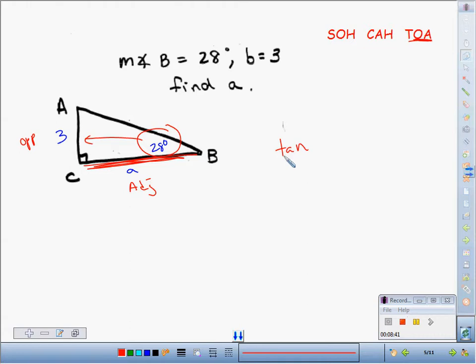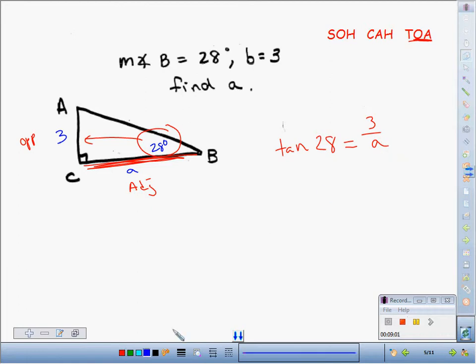Make sure you write TAN, the abbreviation on your calculator. Don't write TOA. Okay, it's the tangent. And the angle measure always goes next to the trig function, and that will equal opposite over adjacent, the first one over the second one. So opposite over adjacent, 3 over a.